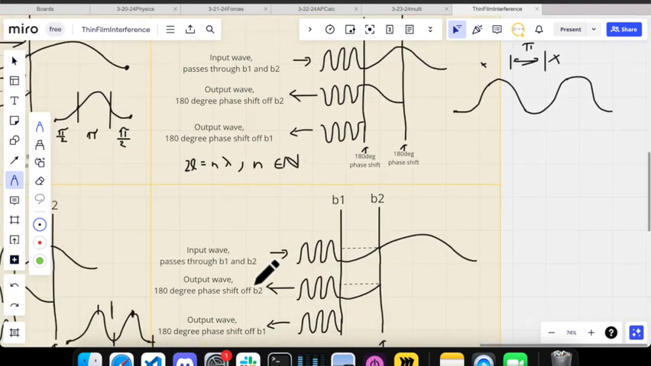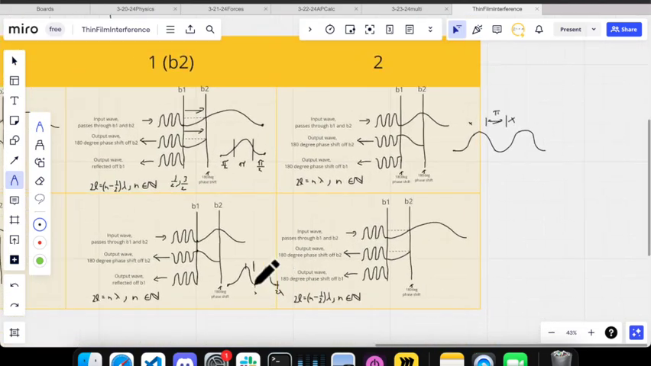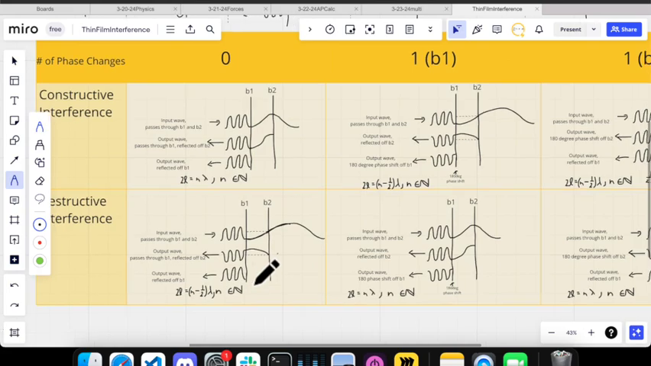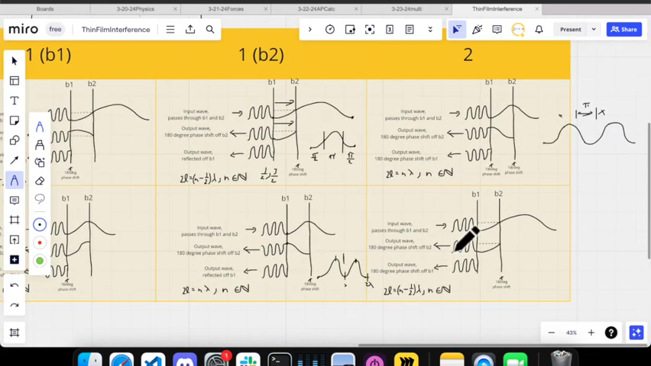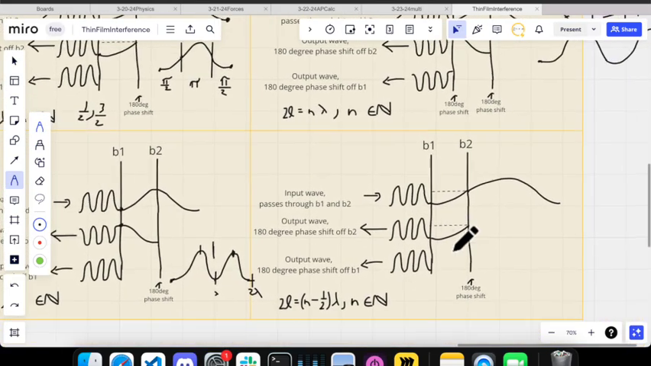And now for the very last case of this whole table, we want destructive interference for a case where there are two boundaries.